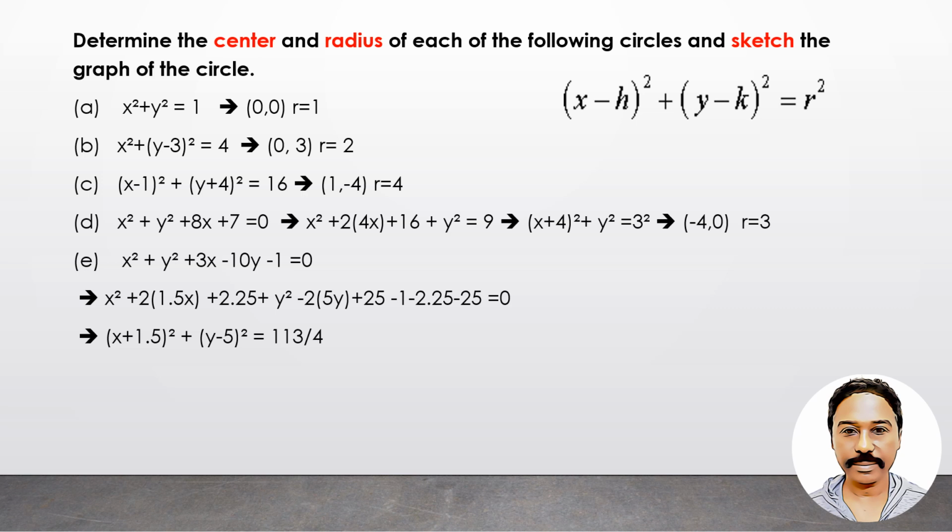From this formula, we can see the x-coordinate of the center is minus 1.5, and the y-coordinate of the center is 5, and the radius will be the square root of the term on the right-hand side, which is the square root of 113 divided by 2. Why 2? Because we're taking the square root of 4, and that gives me the answer.